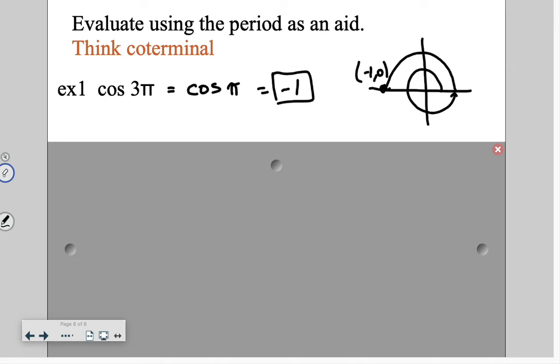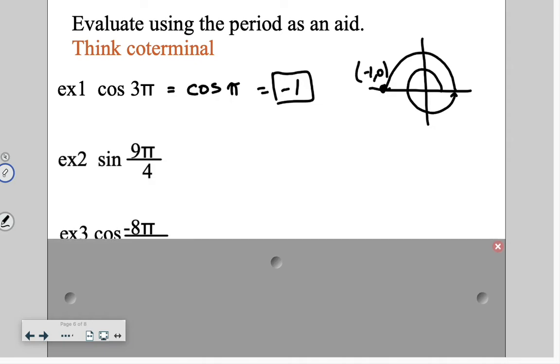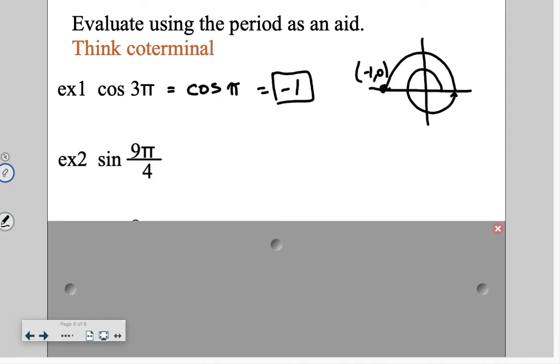Let's see if it's making sense. The cosine of what other angle would also be -1? 7 pi, 5 pi, 9 pi. All I'm doing is, if I keep adding 2 pi, every time it comes back to the same spot again. We end up in the same spot just multiple times around the circle. Let me give you another one. This one's a little bit messier, but we'll clean it up pretty quickly.